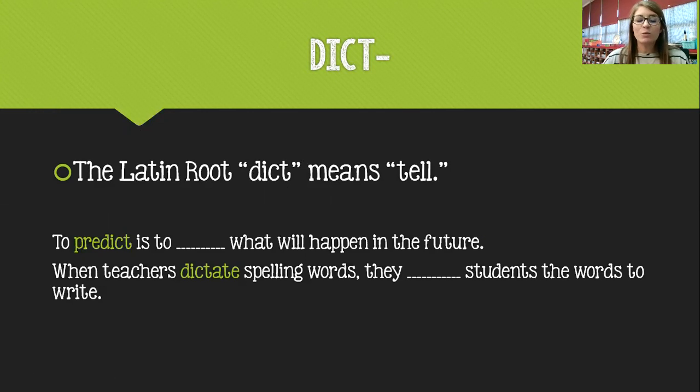All right, and then it says, when teachers dictate spelling words, they blank students the words to write. If I am giving you a spelling test aloud, it's not a bubble spelling test or anything like that, but if I am giving you a spelling test out loud, I am dictating the words to you, which means I am, very good, telling you the words to write down. Very good. All right, guys, hopefully talking about what these two Latin roots mean will not only help you remember your spelling words, but will also help you with unknown words in the future.